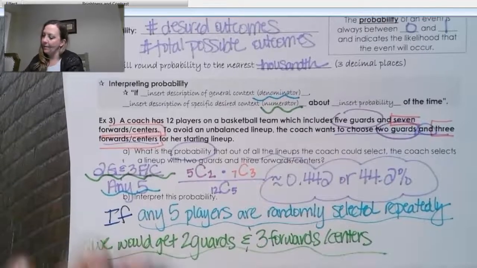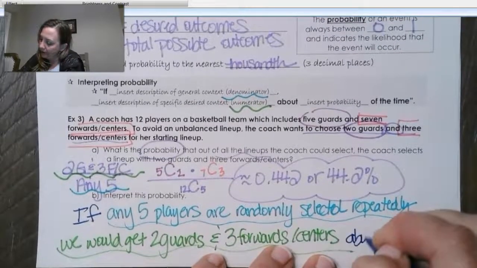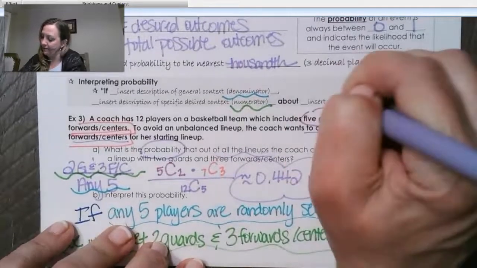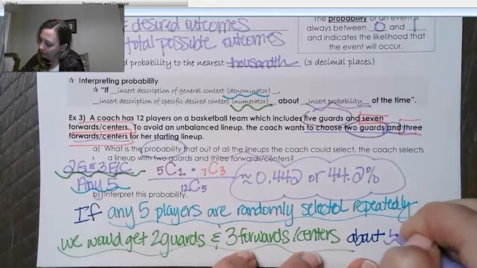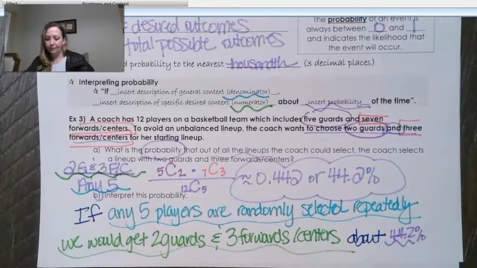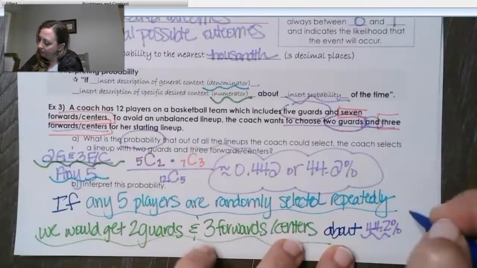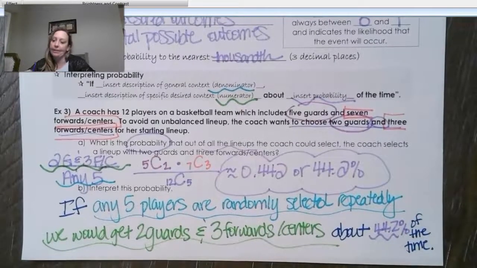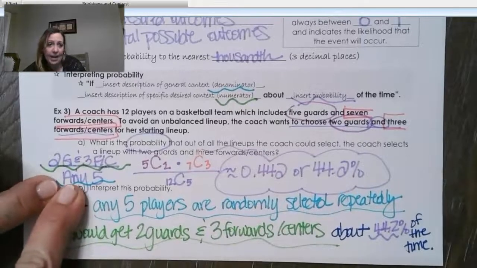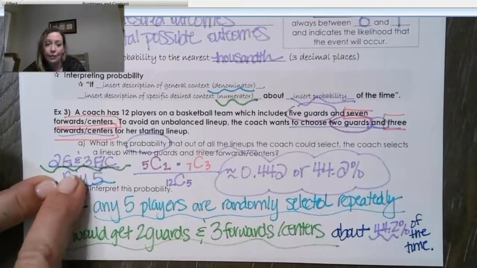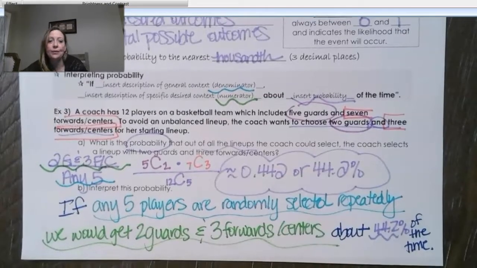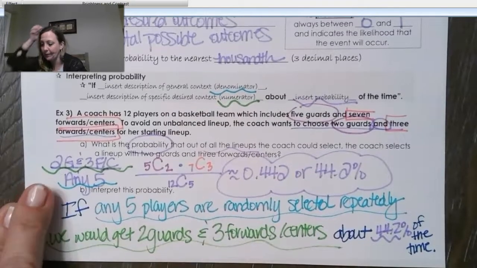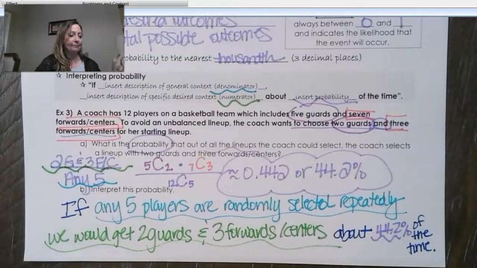And then we would say about, what was our answer? The probability, which we said was the 44.2% of the time. I wrote too big, sorry. Okay, but that's how we interpret probability. If we try to pick the denominator repeatedly, we would actually get the numerator this percentage of the time. So in this case, if any 5 players are randomly selected repeatedly, we get 2 guards and 3 forward centers about 44.2% of the time.